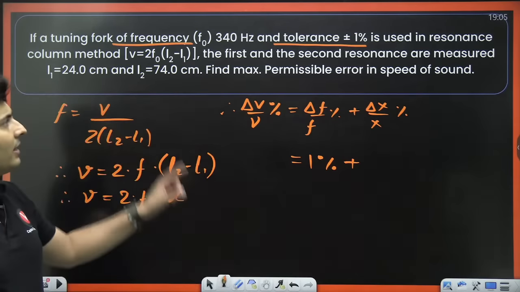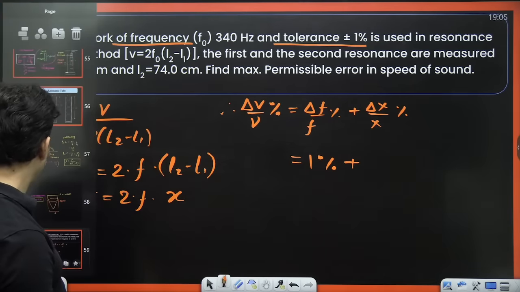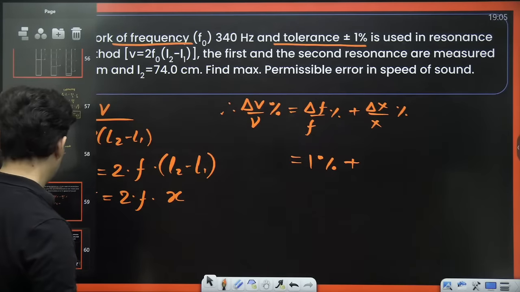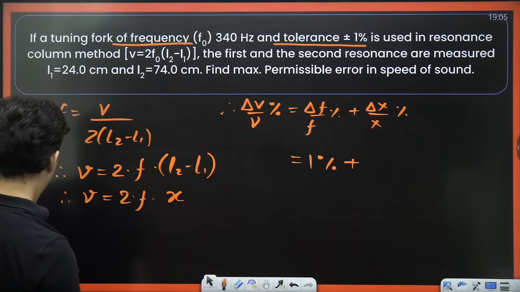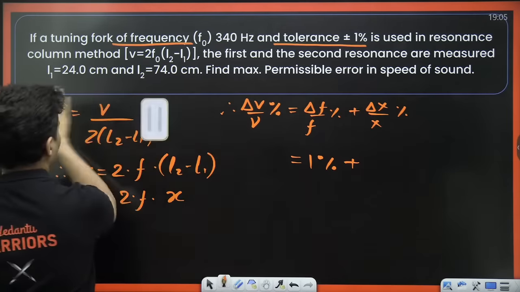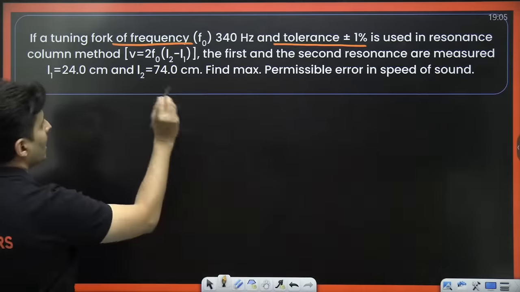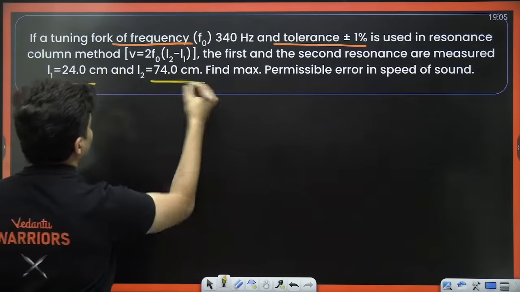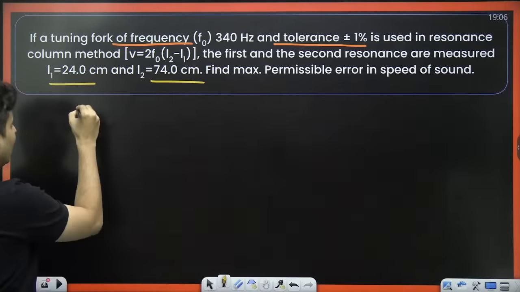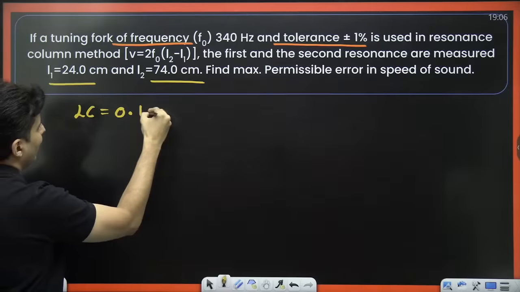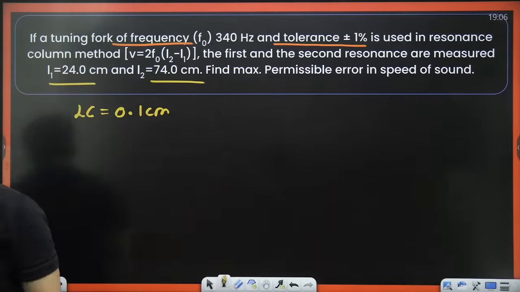How much is the percentage error in the difference of the lengths? That is the tricky part. Let me just create a duplicate of this, and tell you how much is delta X by X. Observe carefully. It's given the lengths are 24 and 74.0. Do you see the decimal places is still first decimal? So that means the least count is 0.1 centimeter, till first decimal accuracy is there. So the least count or the error is 0.1 centimeter.